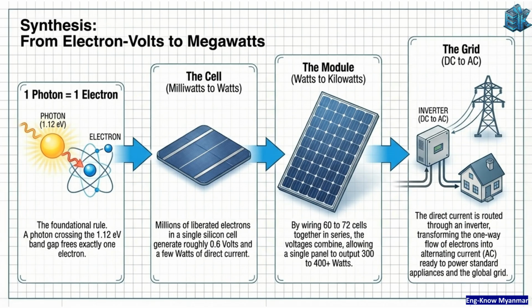One photon across the 1.12 electron volts band gap frees exactly one electron. Millions of liberated electrons in a single silicon cell generate direct current. Modules combine 60 to 72 cells in series to output 300 to 400 plus watts. Finally, the direct current is transformed by an inverter into alternating current, ready for the grid.